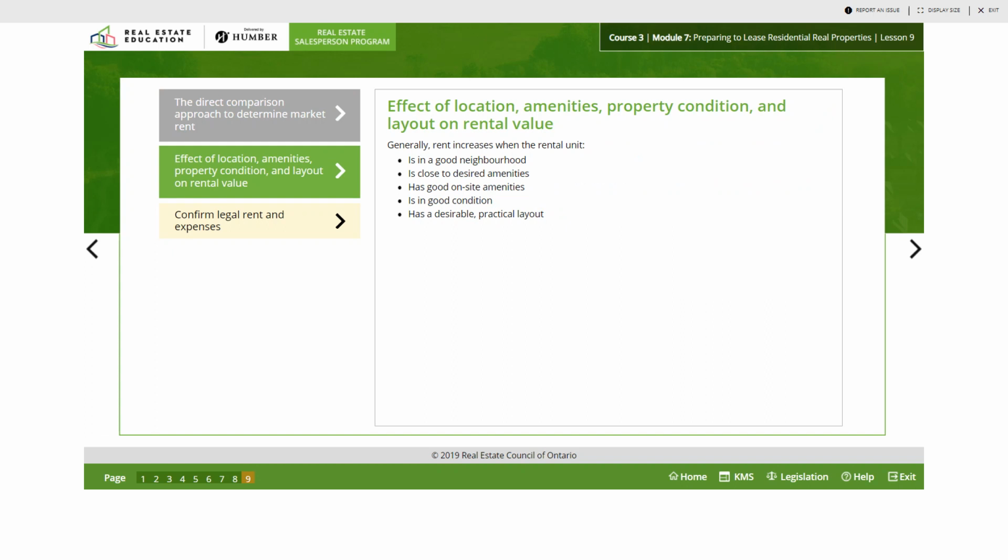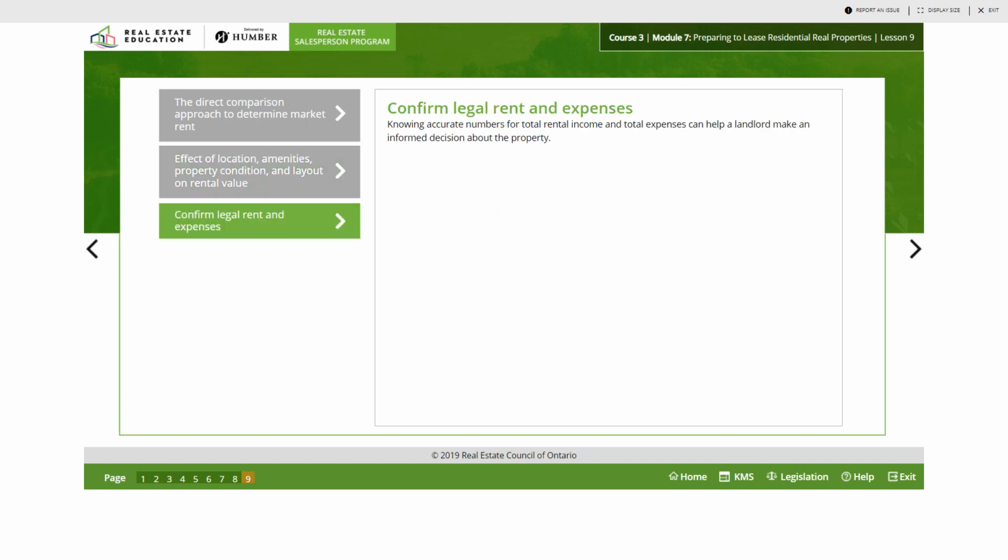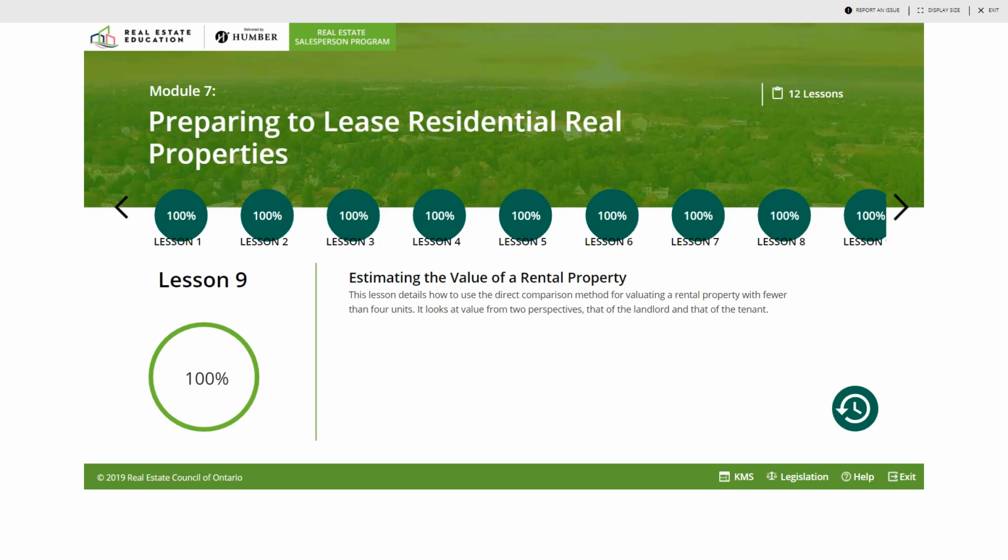Effective location, amenities, property condition, and layout affect rental value. Generally, rent increases when the rental unit is in a good neighborhood, is close to desired amenities, has good on-site amenities, is in good condition, and has a desirable, practical layout. And then confirm legal rent and expenses. Knowing accurate numbers for total rental income and total expenses can help a landlord make an informed decision about the property.